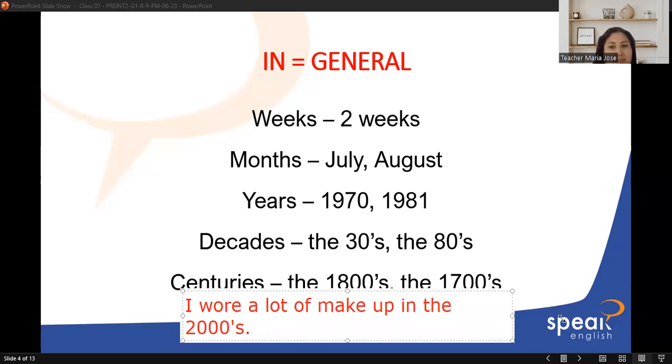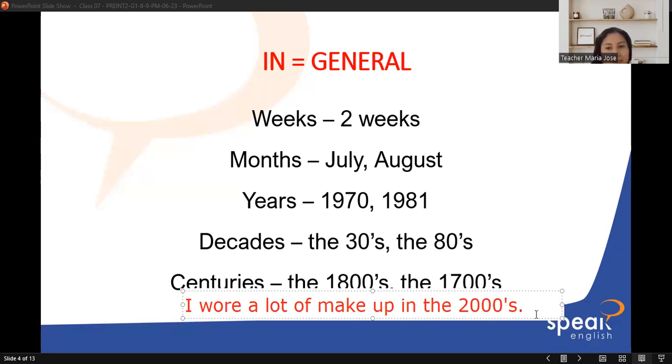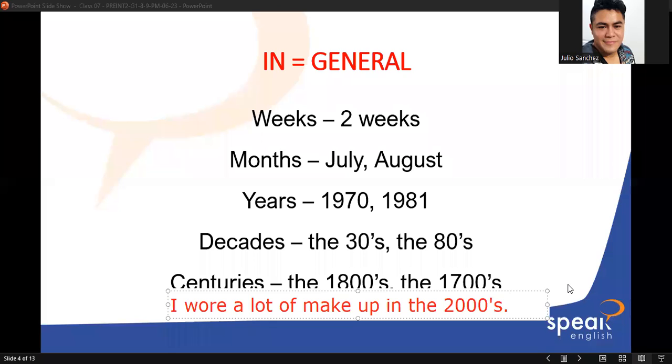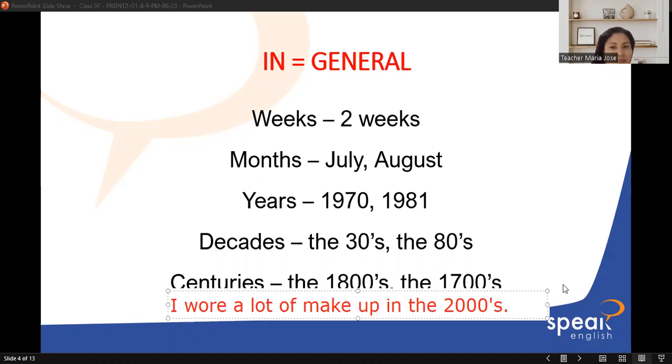What about this one? Can you help me reading this one, Julio? I wore a lot of makeup in the 2000s. Excellent. So as you can see, also in the centuries, we have that, okay? So for the decades and the centuries, we have the, and then we have the year, okay? Because we're talking about a group of years together.